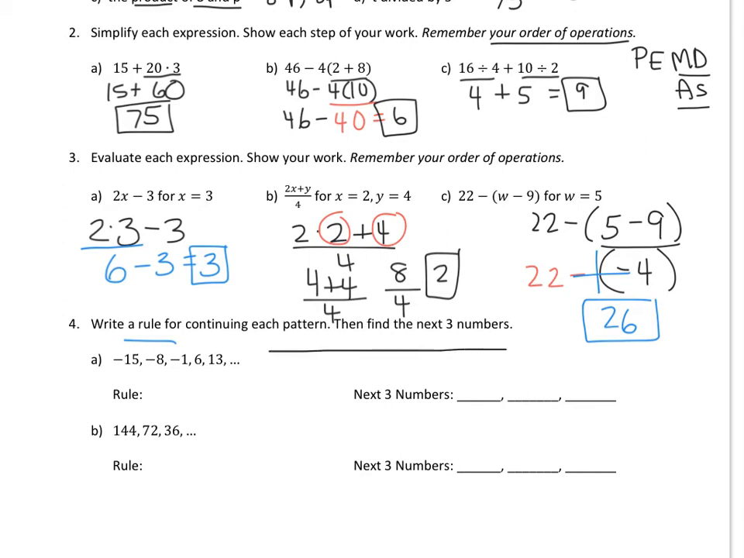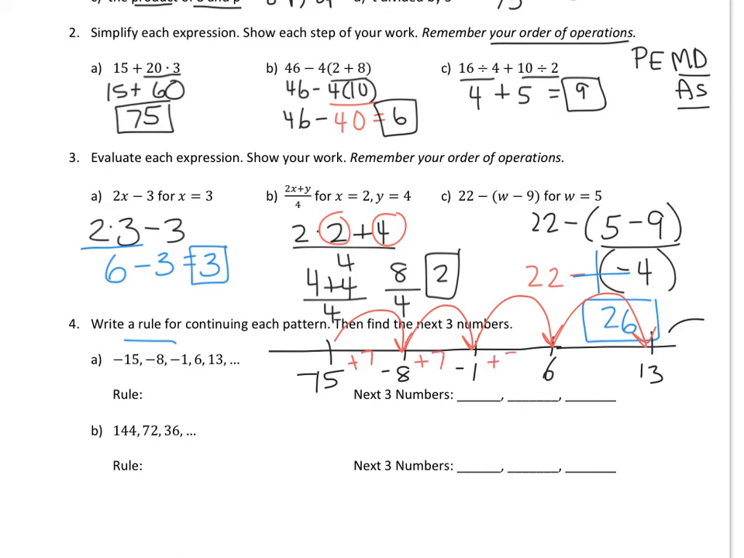So on a number line, you have negative 15, negative 8, negative 1, 6, and 13. So what would be the next number? Well, we are going up by the same amount on the number line each time. The number that we're going up by is 7, because if you add 7 to each number, you'll get the next number. So the rule is you can write plus 7 or add 7.